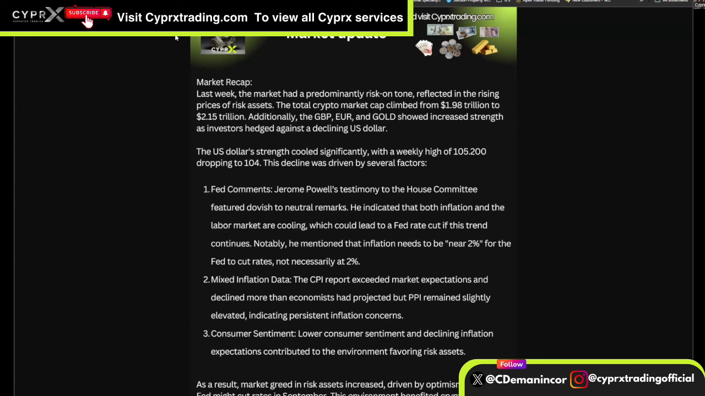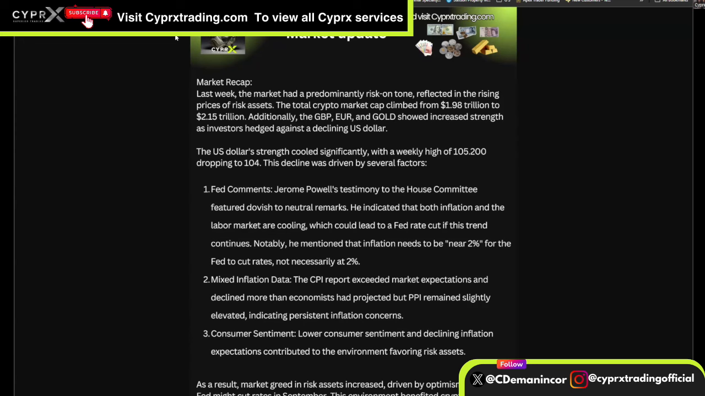So real quick market recap. Last week, the market had predominantly a risk-on tone, reflected in the rising prices of risk assets across the board. The total cryptocurrency market cap climbed from 1.98 trillion to 2.15 trillion. Additionally, the Great British Pound, the Euro, and gold all showed increased strength as investors hedged against a declining US dollar.